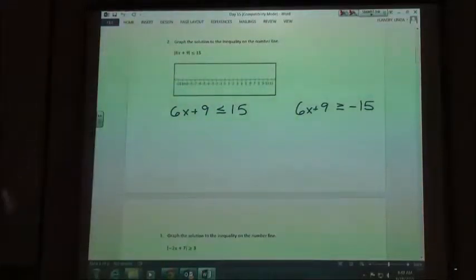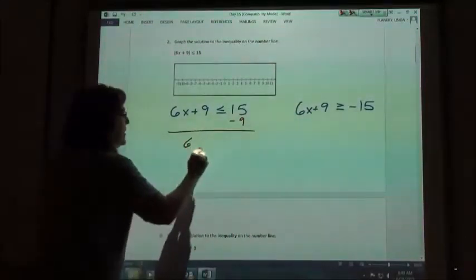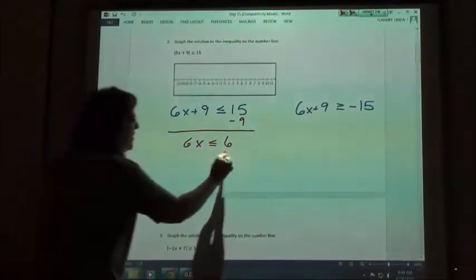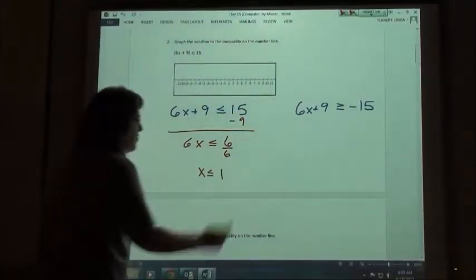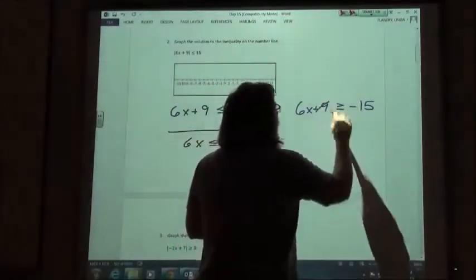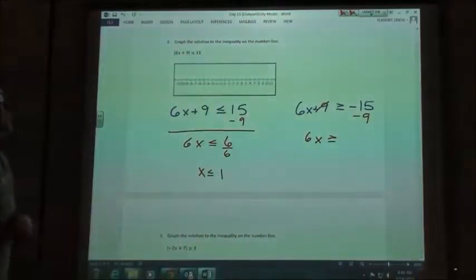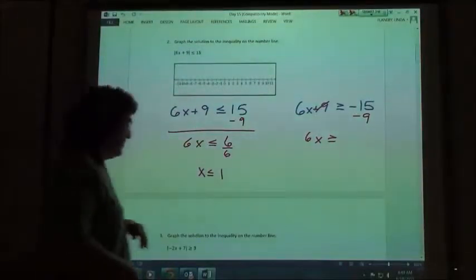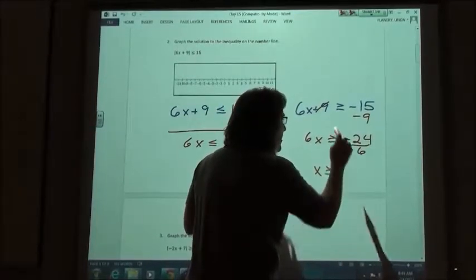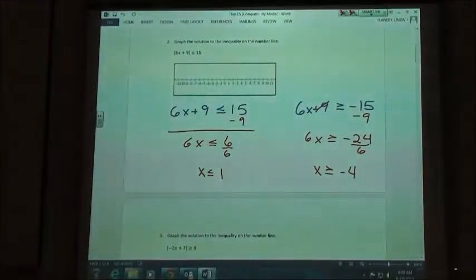We'll find out. So if we solve this one, we're going to subtract our 9. So we're going to get 6x is less than or equal to 6. And if I divide by 6, x is less than or equal to 1, right? On the other one, if we subtract our 9, 6x would be greater than or equal to negative 24. And if I divide by 6, x is greater than or equal to negative 4. I was thinking I had to flip it, but I have to divide by 6.